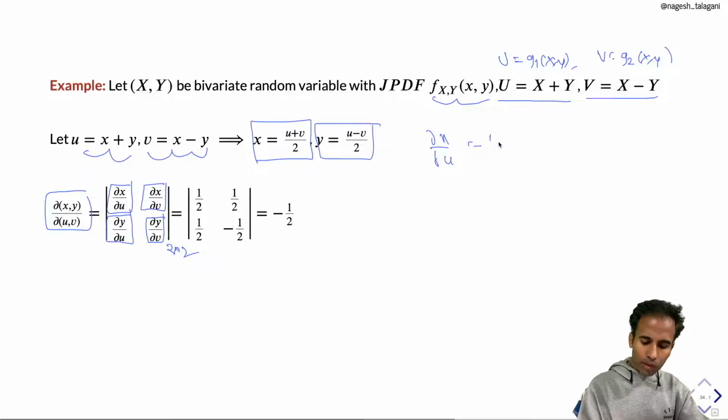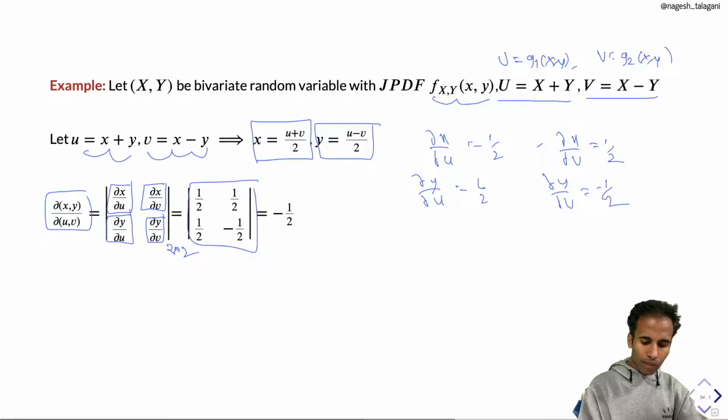As you can see, ∂x/∂u is going to be 1/2, and ∂x/∂v is also 1/2, and ∂y/∂u is also going to be 1/2, and ∂y/∂v will be equal to minus 1/2. So that's why the determinant of this matrix is going to be again minus 1/2. Okay, so fine. So the Jacobian of this transformation is going to be minus 1/2.